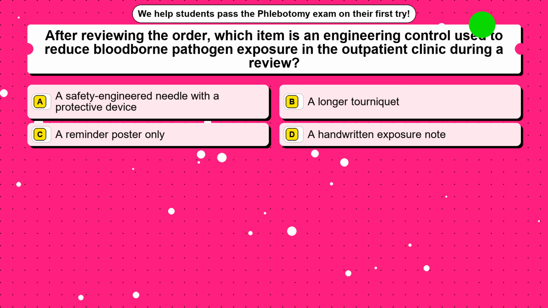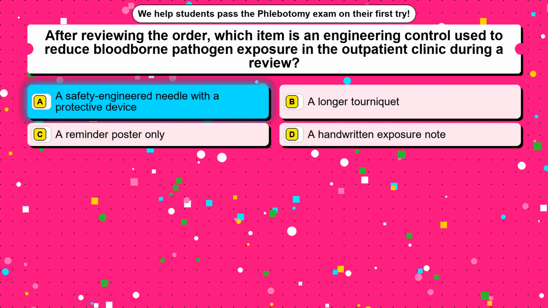Question 16. After reviewing the order, which item is an engineering control used to reduce blood-borne pathogen exposure in the outpatient clinic during a review? Option A. A safety-engineered needle with a protective device. Option B. A longer tourniquet. Option C. A reminder poster only. Option D. A handwritten exposure note.